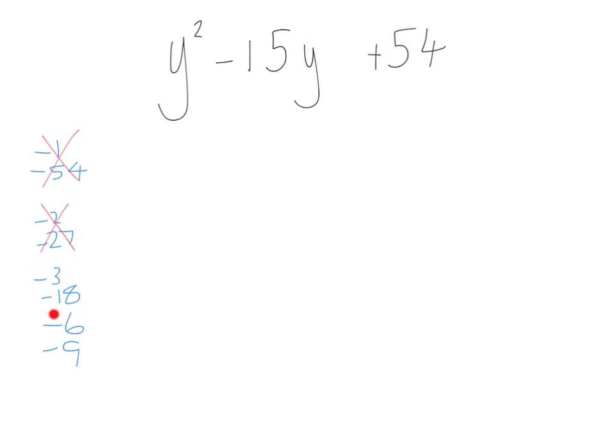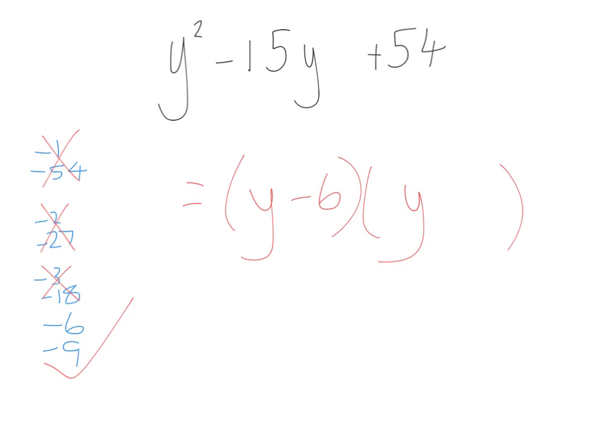Minus 3 plus minus 18 would give me minus 21. Doesn't work. Minus 6 plus minus 9 would give me minus 15. That's what I'm looking for. So I can write it in the form, put in my two brackets, y and y. So I can write it in the form y minus 6 and y minus 9.